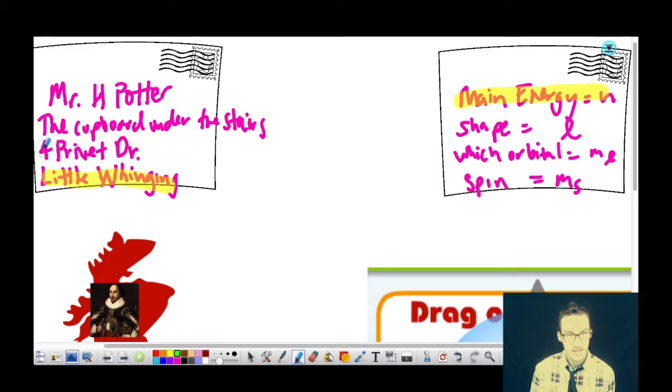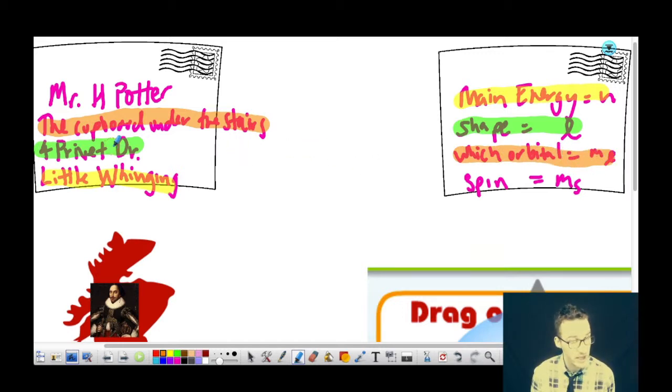Next, we've got to nail it down to the house that we're in. 4 Privet Drive, which is different from 5 Privet Drive. We need to nail down the shape of the orbital. Are we talking about an s orbital or a p orbital? Then we're going to do the particular room. The cupboard under the stairs, as opposed to the kitchen or the bedroom. That corresponds to the particular orbital that we're talking about. Now, just like some houses only have one room, some orbitals only have one room. Some have 3, some have 5, some have 7. It just depends on the house that you're in. And then lastly, to make sure it gets to the person that we want it to, we've got to address it to that specific person. That corresponds to our spin number in our set of quantum numbers.